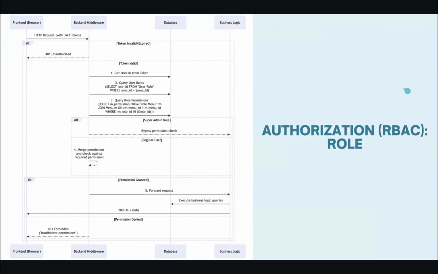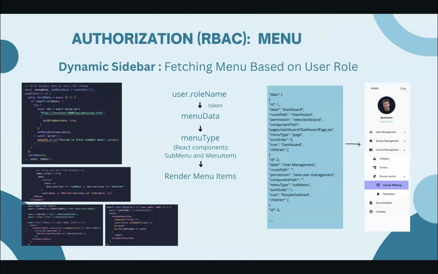Next page, please. This diagram summarizes the backend permission check flow. You can briefly glance through it. That concludes my part on role-based permission checks. Next, Kayla will walk you through the menu system and how permissions are rendered dynamically on the front end.